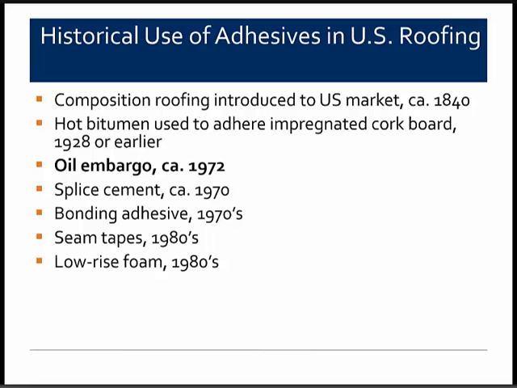The roofing industry really went through a change in the early 1970s as a result of the oil embargo. I'm not sure if people remember the odd-even days and the car lines we had to get gasoline, but the oil embargo really brought about the development of single-ply roofs and also the use of more insulation in our roofing systems. So we had a need to stick things together on our roofs. Splice cements and bonding adhesives came about in the 1970s, EPDM seam tapes in the 1980s, and low-rise foam also came about in the 1980s, and that's growing in popularity through today.